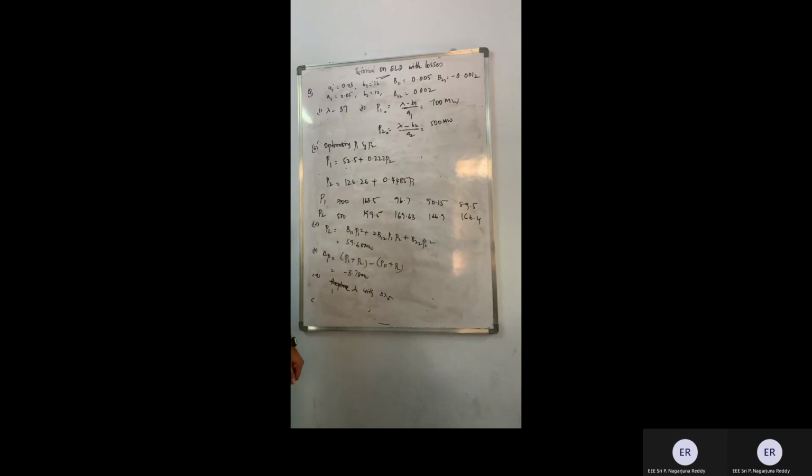Maybe it takes a lot of time, but once you practice it for 2 or more problems, then it will be easier for you. It is not going to take much of your time. So I'm closing it to approximately minus 3.78 megahertz. I'm feeling that this is okay for me. So I'm taking the final generations as 89.5 and 166.4.